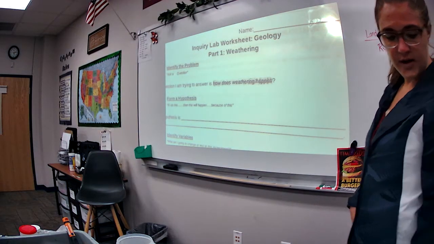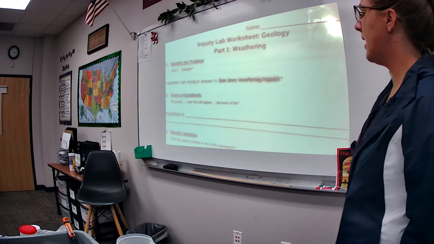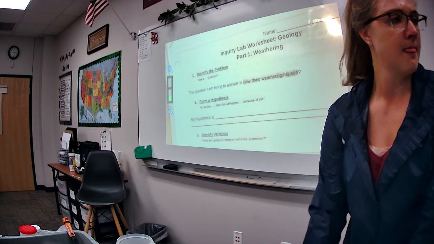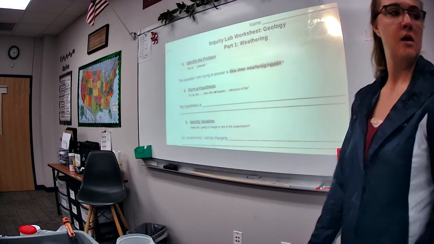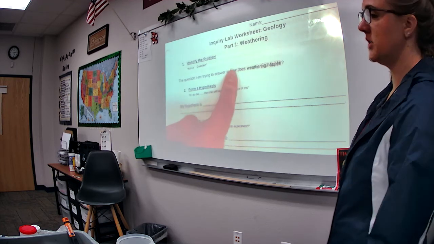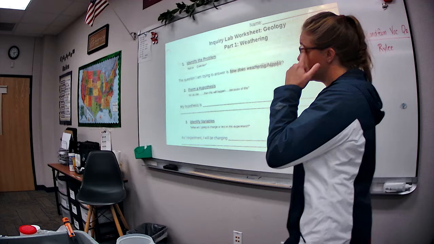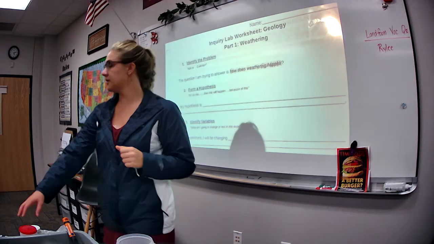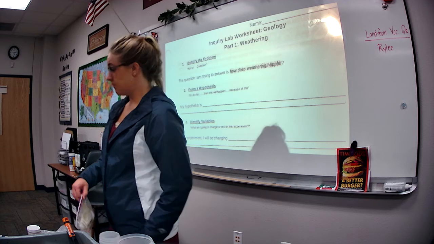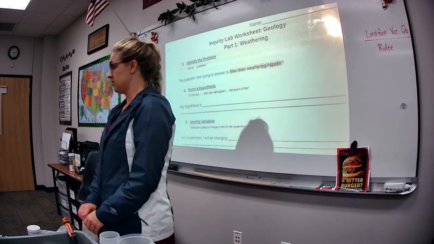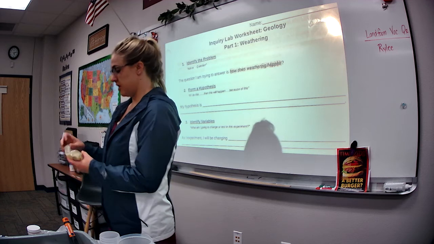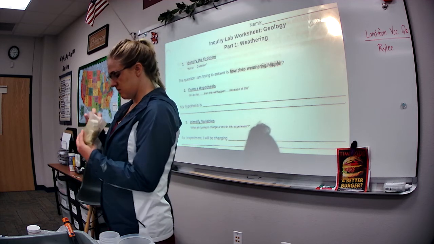So we're on part 2. The hypothesis. Someone give me what your hypothesis was. Ben? Well, our question is, how does weathering happen? So the first thing we're going to do is try and figure out how weathering happens. Well, sometimes rain can get into the cracks in the rocks, and then it will expand, freeze, and make bigger cracks. Very good. Okay, good. That's one way.